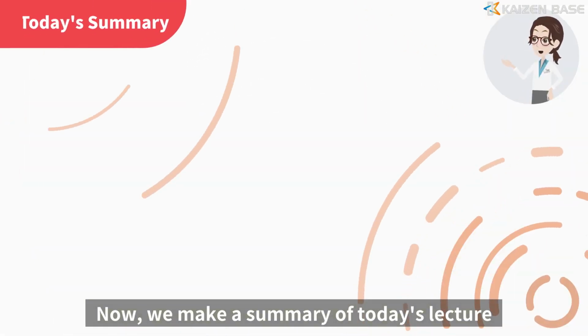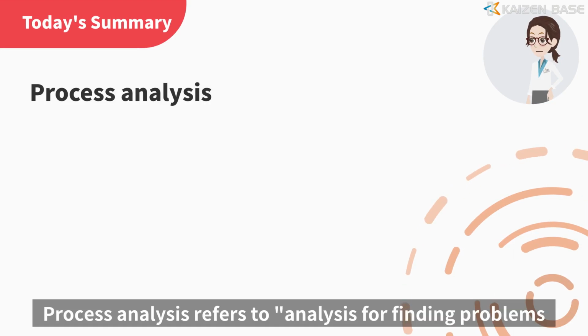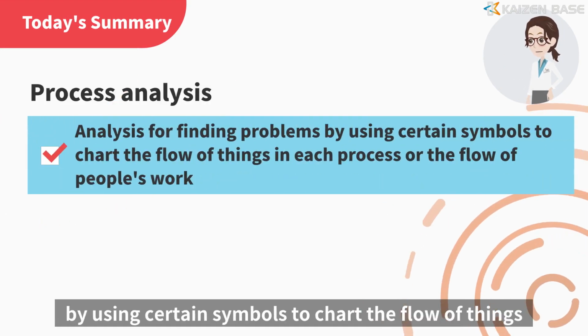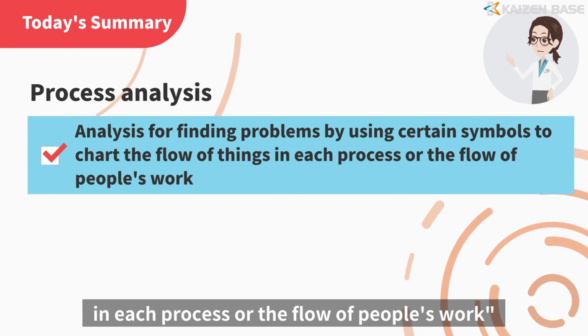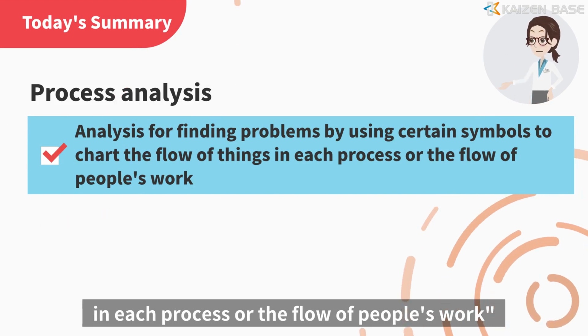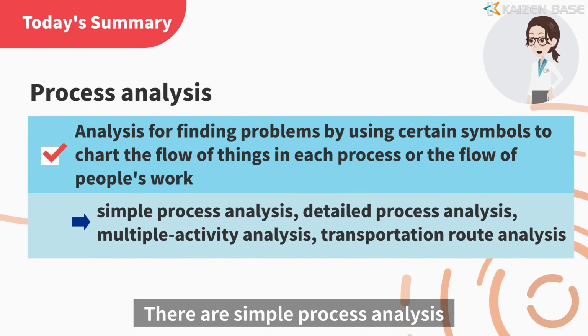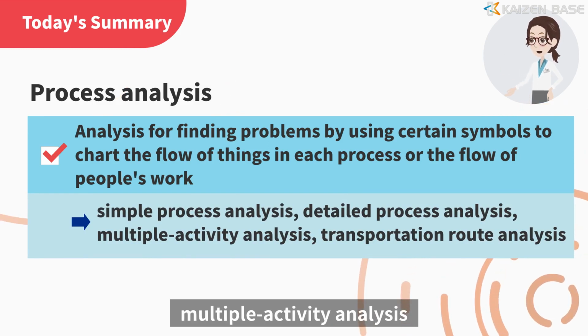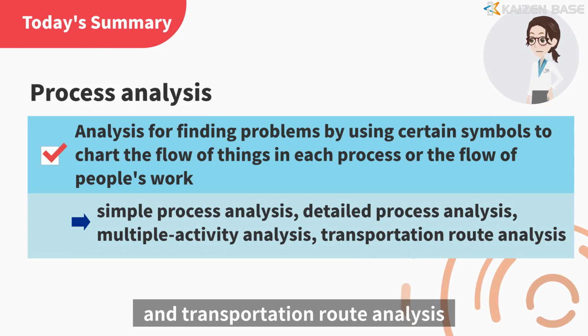Now, we make a summary of today's lecture. Process analysis refers to analysis for finding problems by using certain symbols to chart the flow of things in each process or the flow of people's work. There are simple process analysis, detailed process analysis, multiple activity analysis and transportation route analysis.